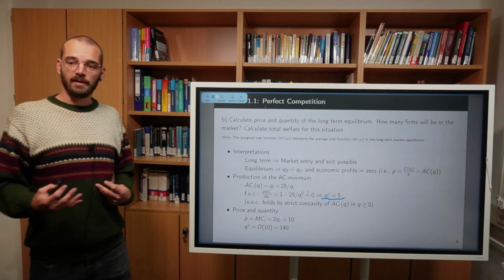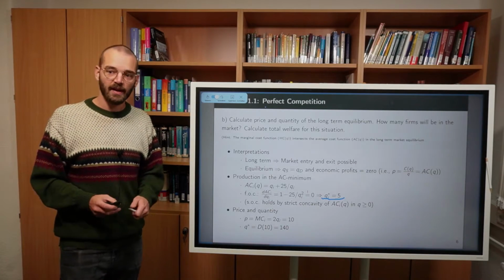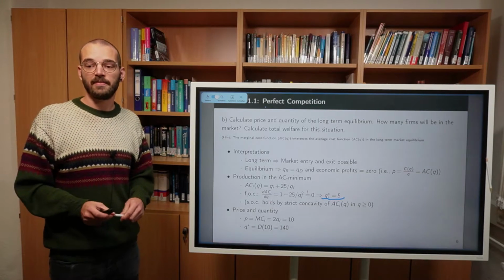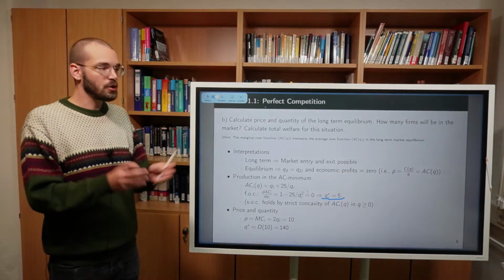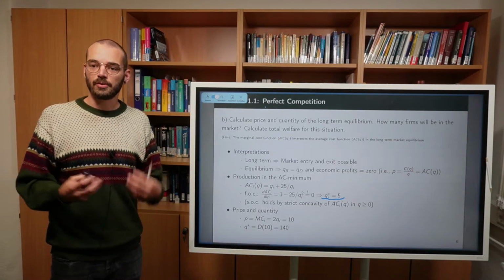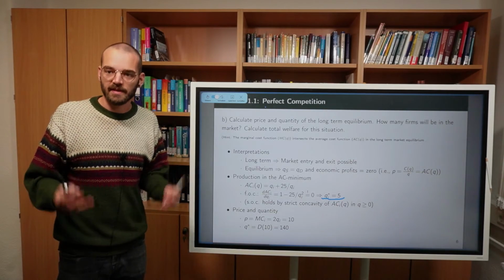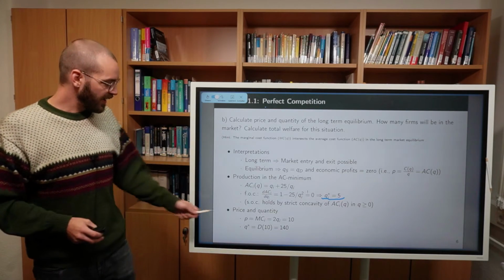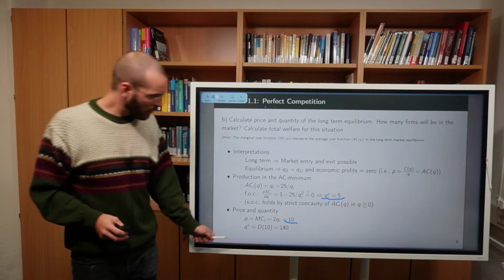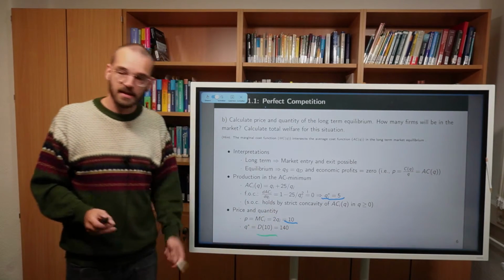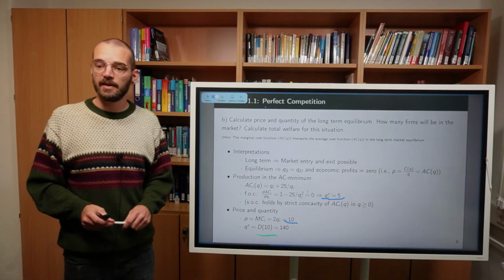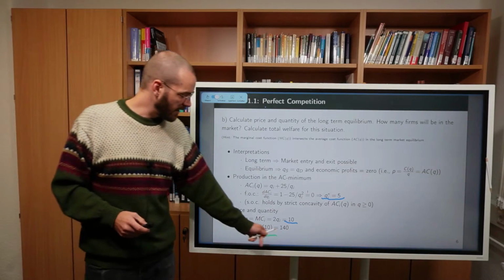So now we know the price in market equilibrium, and if we know the price in market equilibrium, then we can of course calculate the total quantity that is sold or demanded in this equilibrium, which must be the same in equilibrium. So at a price of 10, the total quantity demanded and the total quantity supplied is equal to 140.